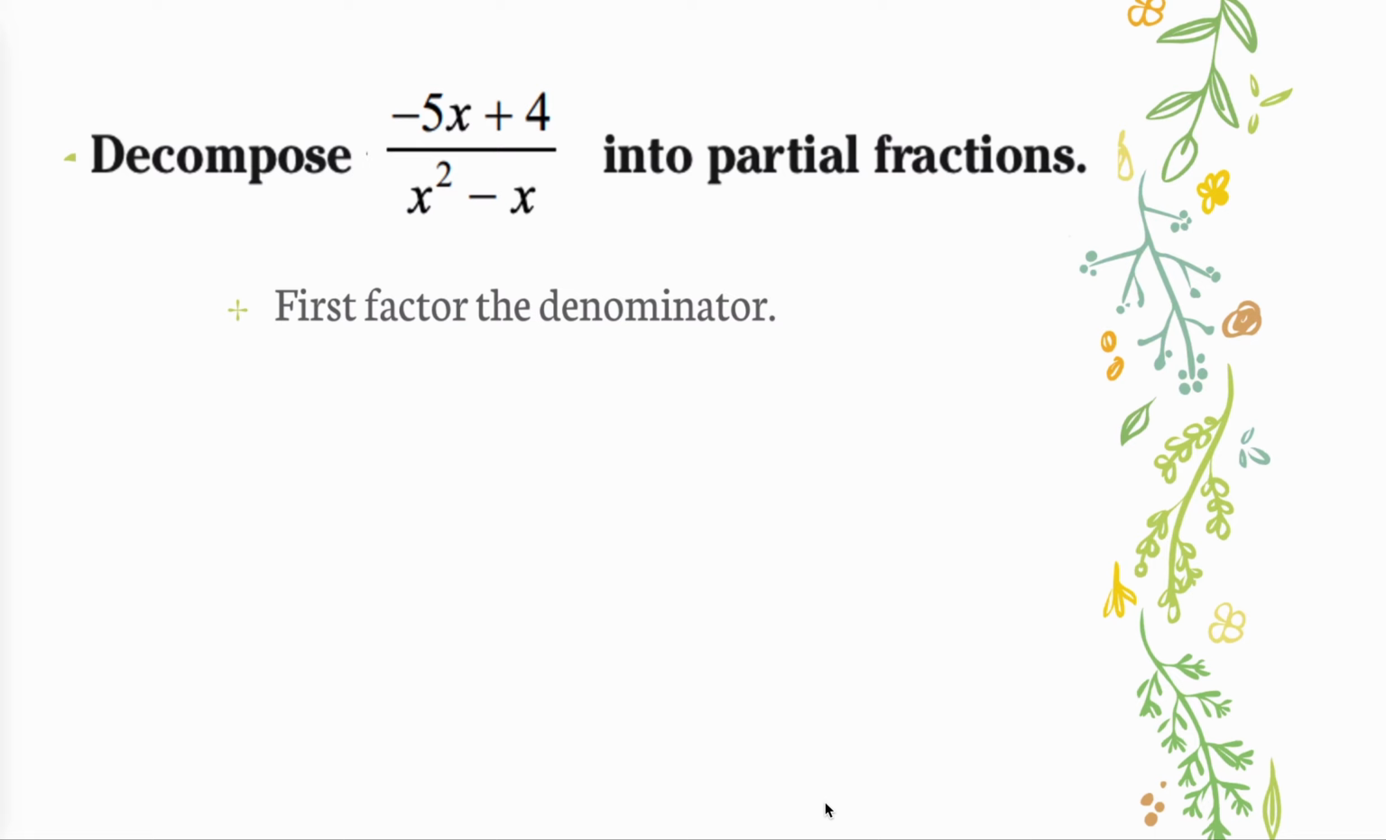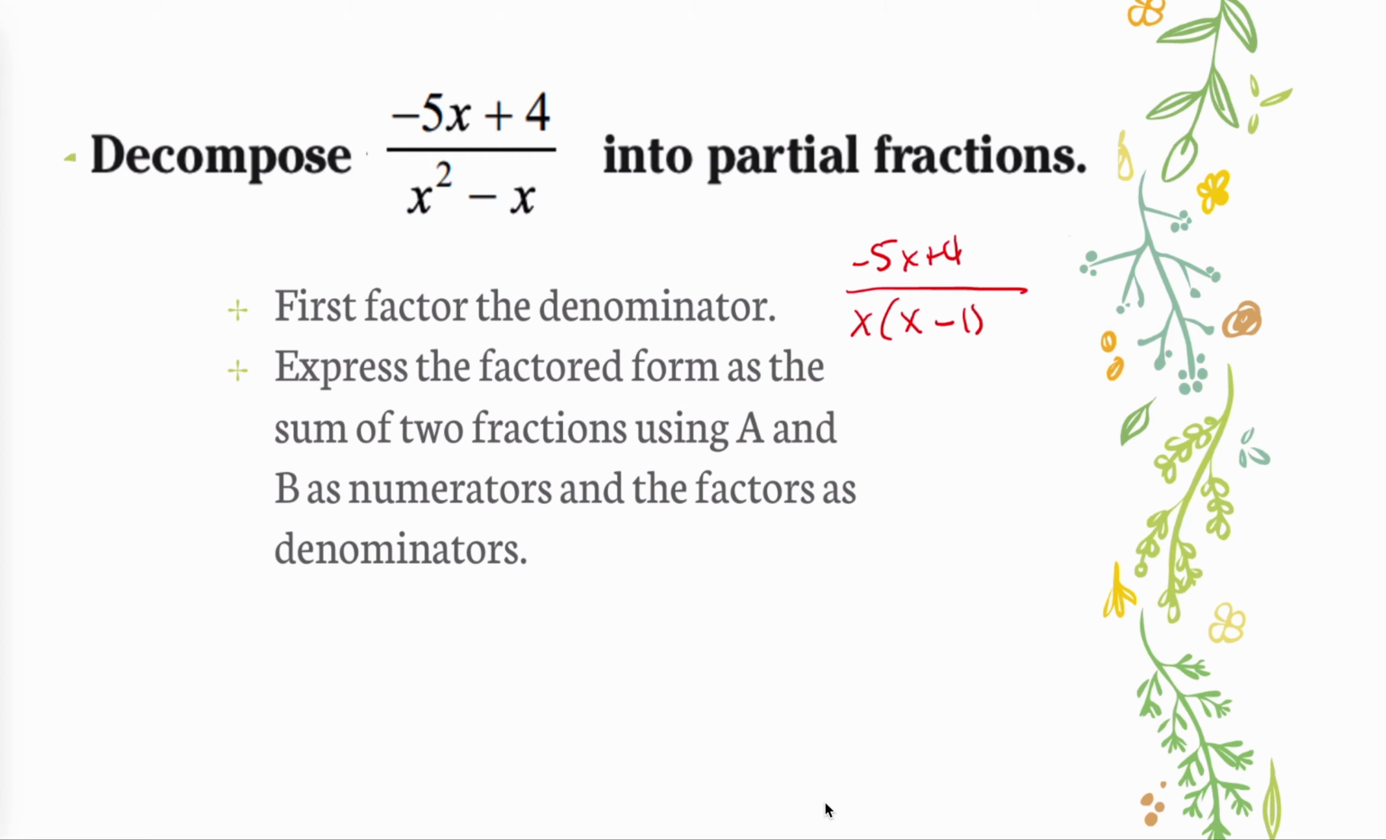Decompose negative 5x plus 4 over x squared minus x into partial fractions. So first, we factor the denominator. That's going to factor into x and x minus 1. And then we express the factored form as the sum of two fractions. So a over x and b over x minus 1.